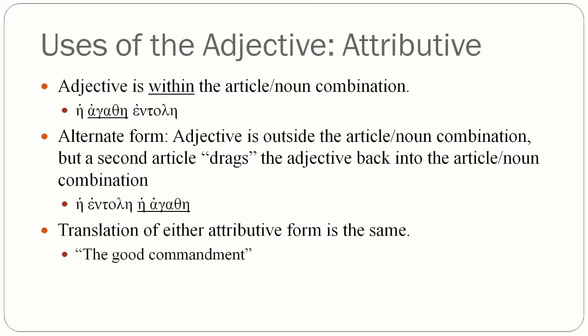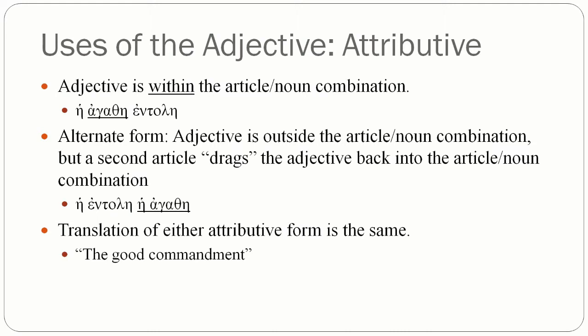There is an alternate form of the attributive adjective, and this one looks kind of weird. The adjective is going to be outside of that article-noun combination. So again, the article noun is he entole. In that second example, the agathe is outside of that. You have he entole, he agathe. The agathe is sitting outside of that. However, notice that there is a second article.